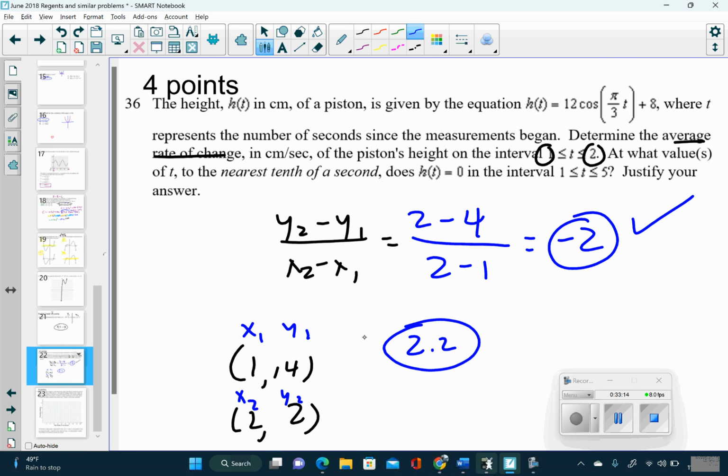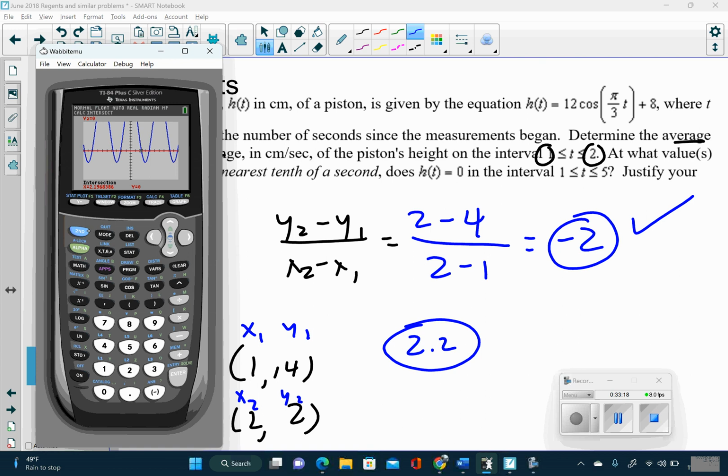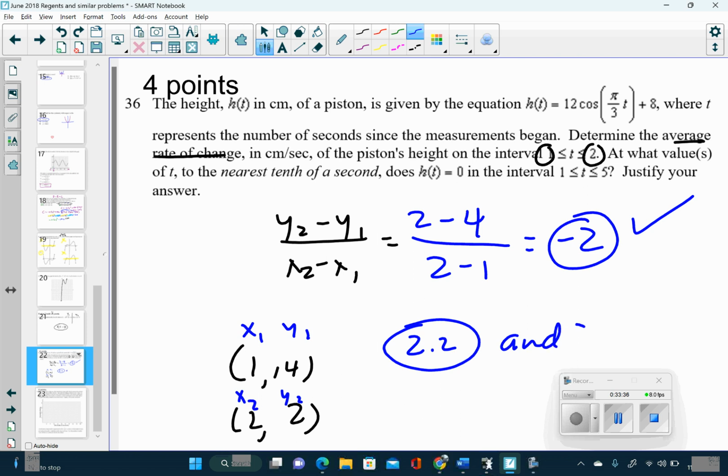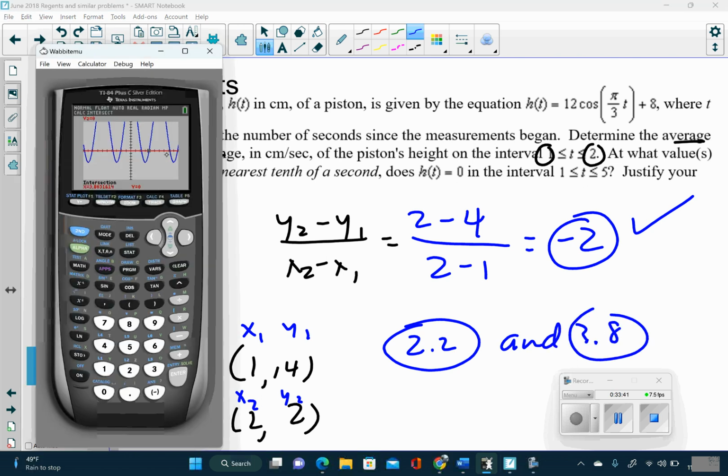And then I'm looking to see what my second answer is going to be. So I'm going to do second calc option number 5, which is intersection again. And I want to see what this number is, as long as it's before 5. Okay, so that one, enter, enter, enter. And my second value is 3.8. So 2.2 and 3.8. And it looks like this other one over here is way past 5, so I don't need to write it.